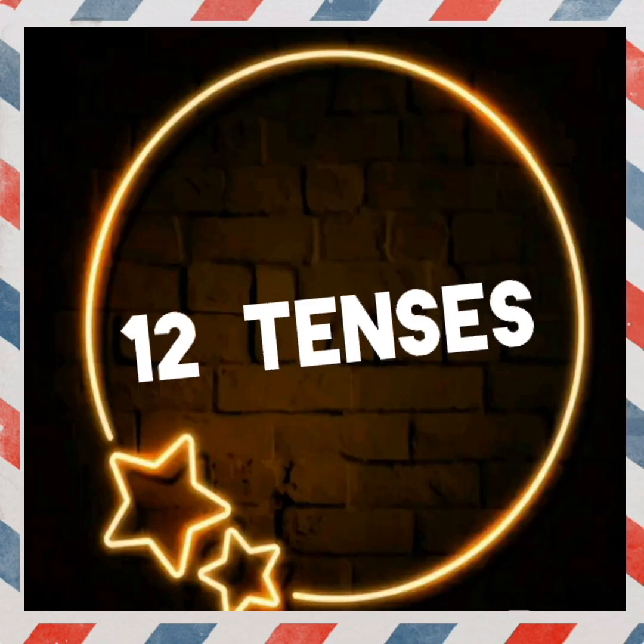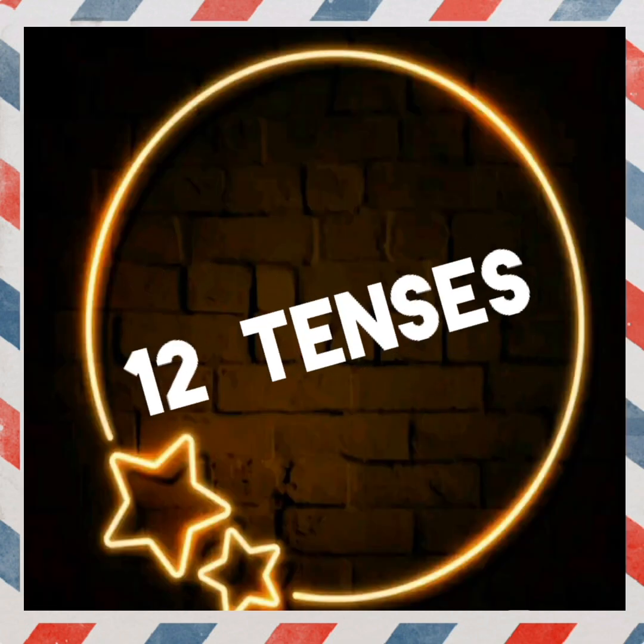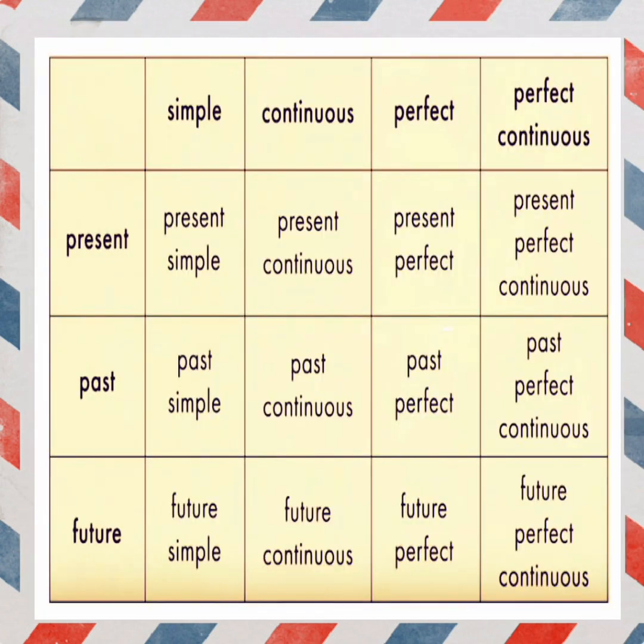There are 12 tenses. Let's see what they are. First one is simple present, then present continuous, then present perfect, then present perfect continuous. In past, that is simple past, next one is past continuous, next one is past perfect, next is past perfect continuous. Next is future: simple future, future continuous, future perfect, then future perfect continuous.